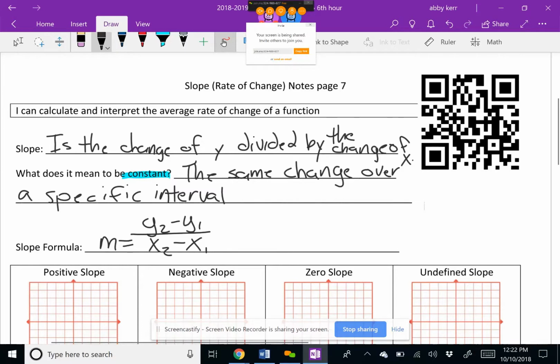Instead of writing the change of y over the change of x using the subtraction sign, a way that you can do it shorthand is delta y over delta x. Delta just means the change, and change is just the subtraction part. Okay.